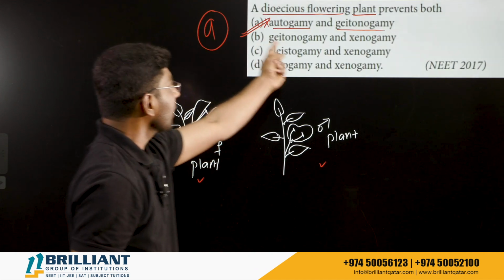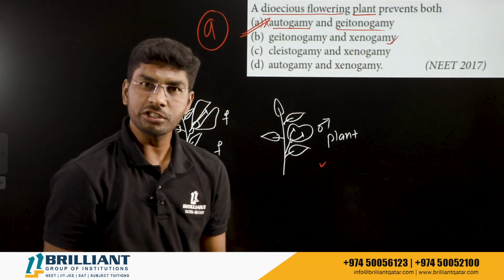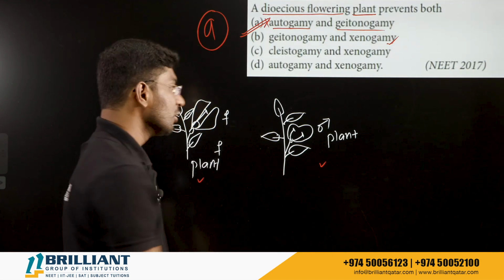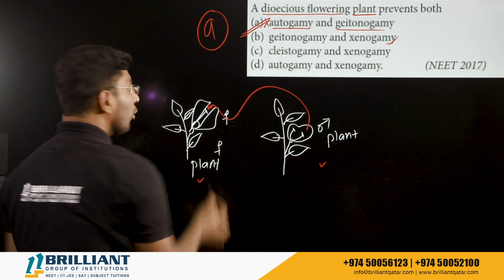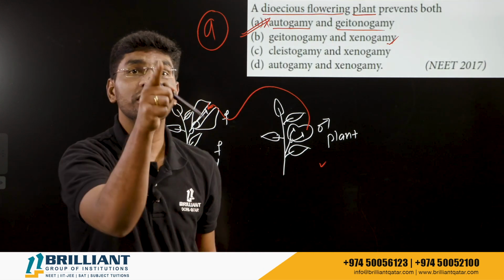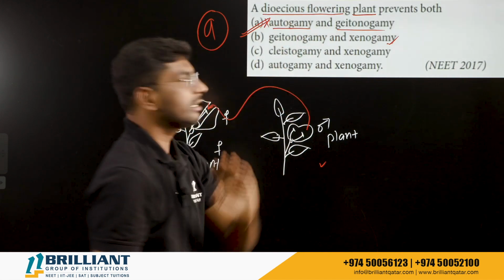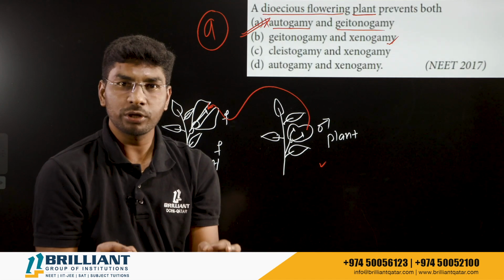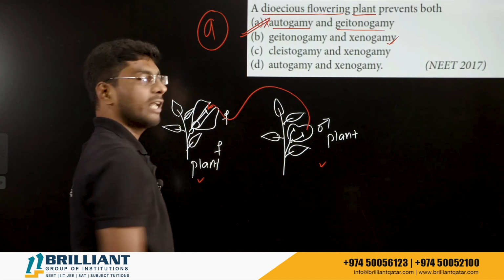So what is B? Geitonogamy and xenogamy. Xenogamy is possible. Xenogamy means transfer of pollen grain from one flower's anther to the stigma of another flower. So from a male flower's anther it drops on the stigma of a next flower. So xenogamy is possible. Xenogamy is given in all three options. So what is prevented in a dioecious flowering plant? Autogamy and geitonogamy are prevented. So the first question answer is option A.